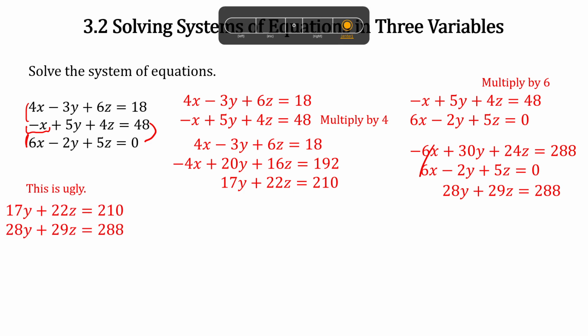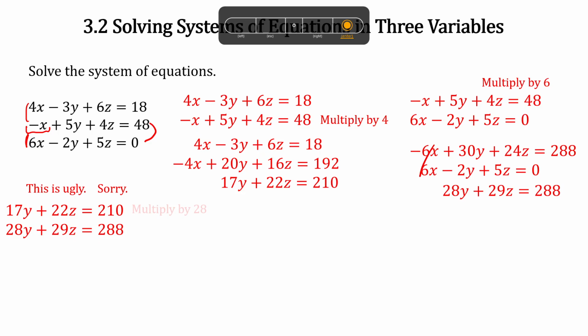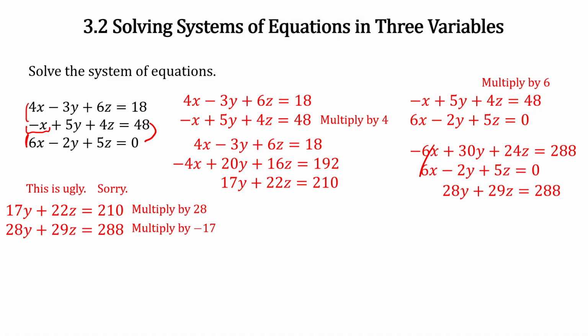And this gets ugly. There's nothing that's obviously going to cancel out. So you just have to grab your calculator. In the top one, you're going to multiply everything by 28. In the bottom one, you're going to multiply everything by negative 17. This generally always works. It's just the numbers you don't like because they're bigger numbers that you're not used to.